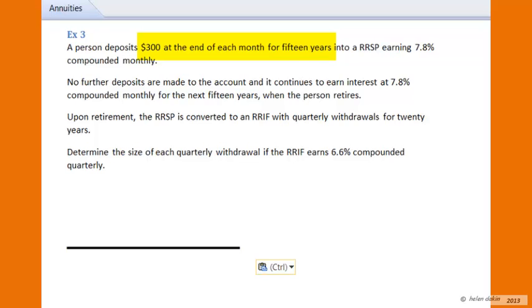Upon retirement, the RRSP is converted to an RRIF with quarterly withdrawals for 20 years. RRIF stands for Registered Retirement Income Fund. Now, a retirement savings plan is used to generate income for the retiree. Determine the size of each of the quarterly withdrawals if the RRIF, the Retirement Income Fund, earns 6.6% compounded quarterly.